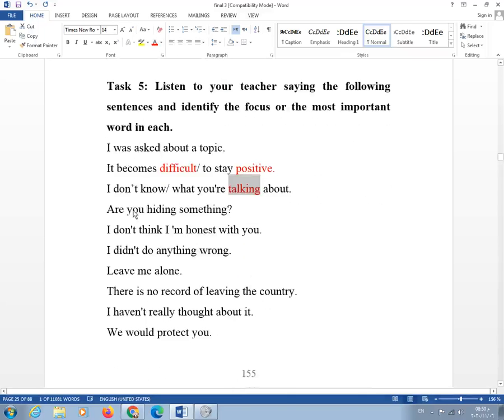Are you hiding something? Are you hiding? You know, hiding something? And remember, this is only one tone group, one chunk. I don't think I'm honest with you. I don't think, maybe, I'm honest with you. Honest. Maybe, I don't think. If I don't think, I'm honest with you. Think.